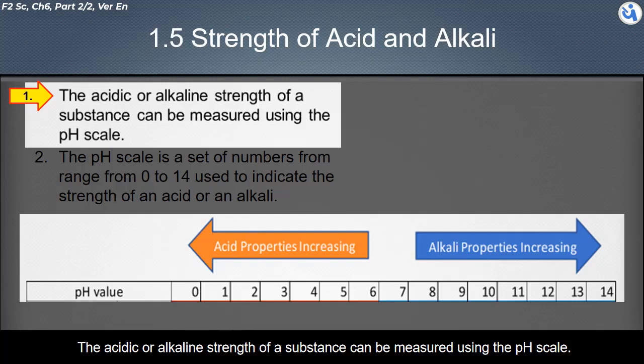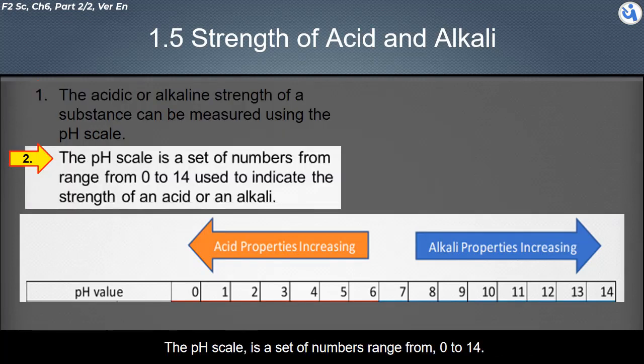This topic is strength of acid and alkali. The acidic or alkaline strength of a substance can be measured using the pH scale. The pH scale is a set of numbers ranging from 0 to 14. It is used to indicate the strength of an acid or an alkali.